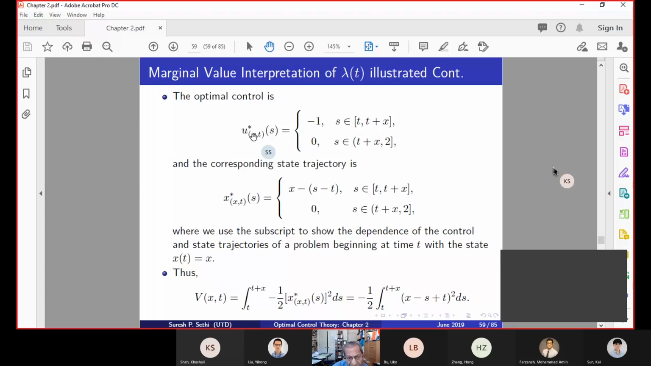So this is the initial value at t. Let's take the initial value x at t, and s is the new time, which goes from t on. What I'm trying to find out is the value of being at time t with the state x. So the optimal control is -1 from t to t plus x, and 0 from t plus x to 2.